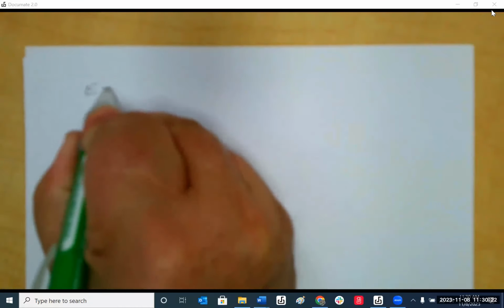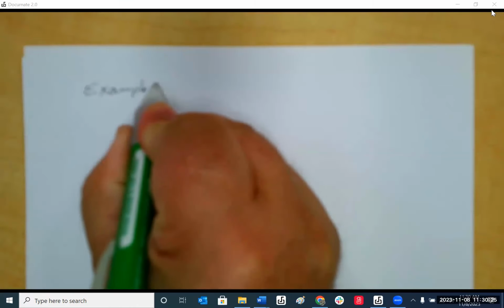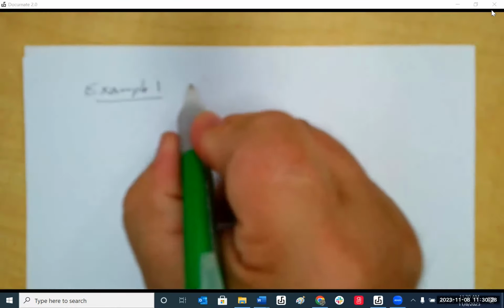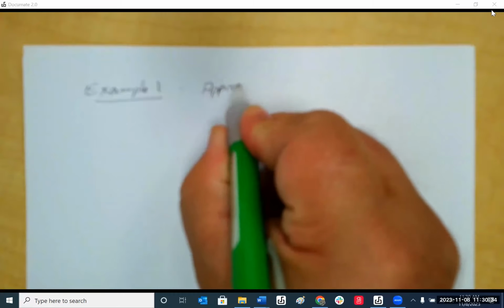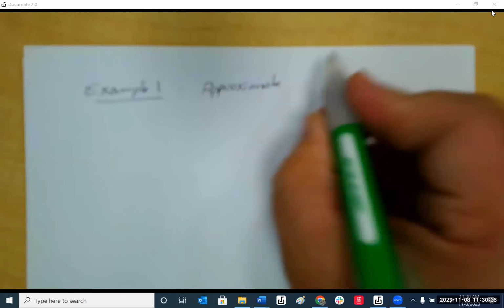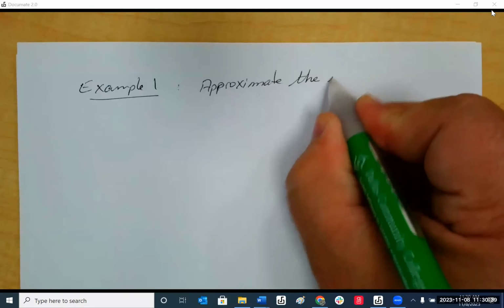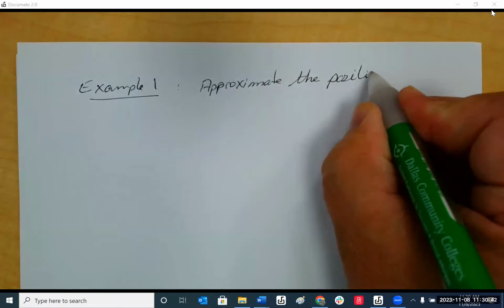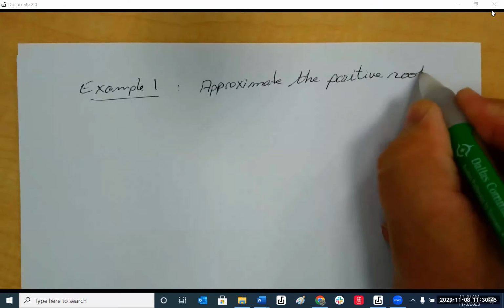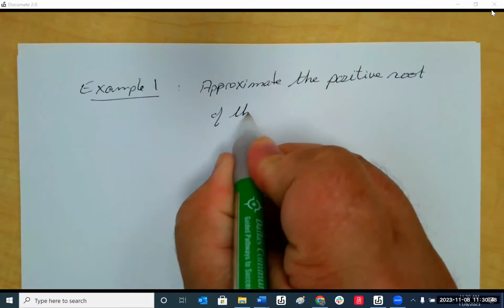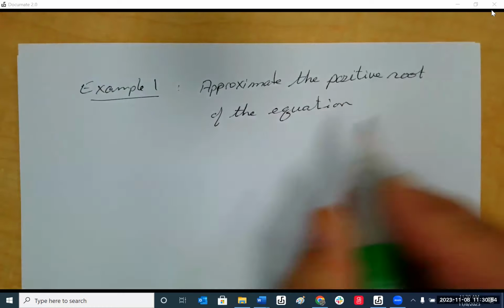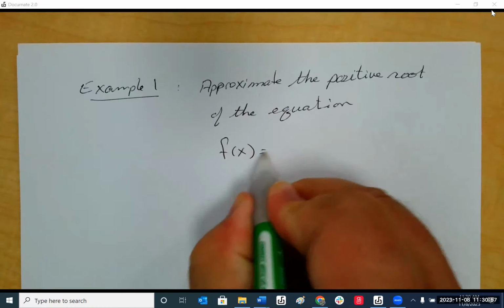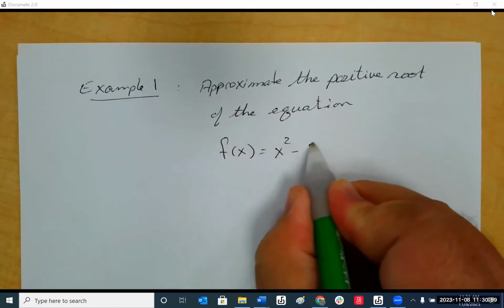So let's look at our first example, because this section, unfortunately, doesn't have too many examples. Approximate the positive root of the equation f of x equals x squared minus 2.